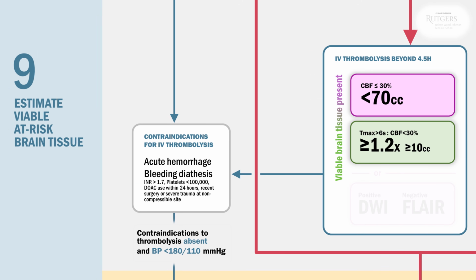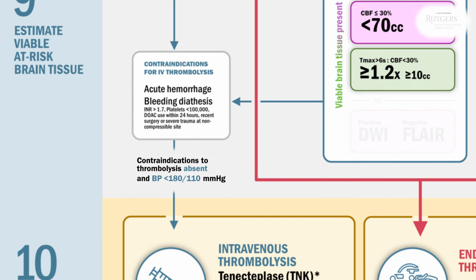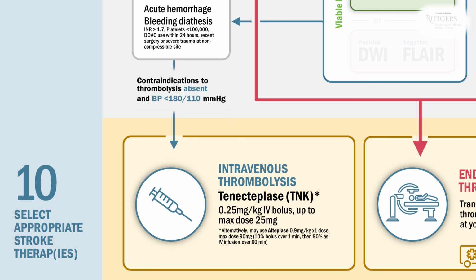Within that 9-hour window, we will use the results of CT perfusion to estimate viable at-risk brain tissue. As long as there is a mismatch between penumbra, area of Tmax more than 6 seconds, and core, area of cerebral blood flow less than or equal to 30% of normal, and that mismatch is at least 1.2 times, and absolute difference of 10 cc's, that patient may be eligible for IV thrombolysis. Assess for contraindications and proceed with thrombolysis where appropriate, as we did for patients within the standard window.